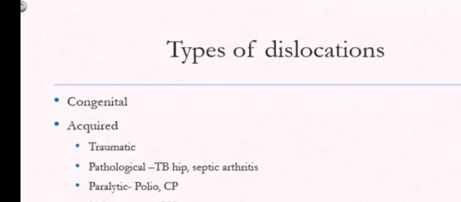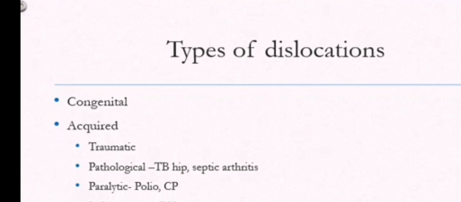Then coming to acquired. The most common type is traumatic, due to any sort of trauma. It can be RTA, sports injury, or domestic injury. The joint gets dislocated due to trauma.